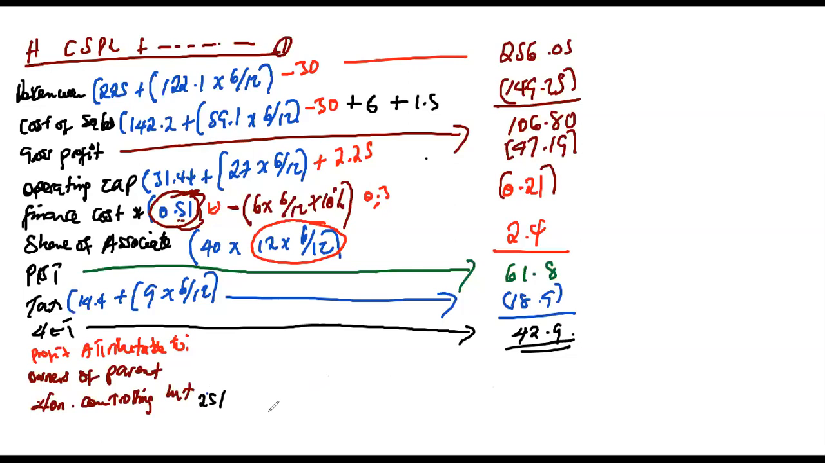We multiply with the 27 which was made, then by 6 months over 12, and then we remove the 1.5. So if you want, you can even just put them together in the same bracket, remove the 1.5. It should also suffer this one.